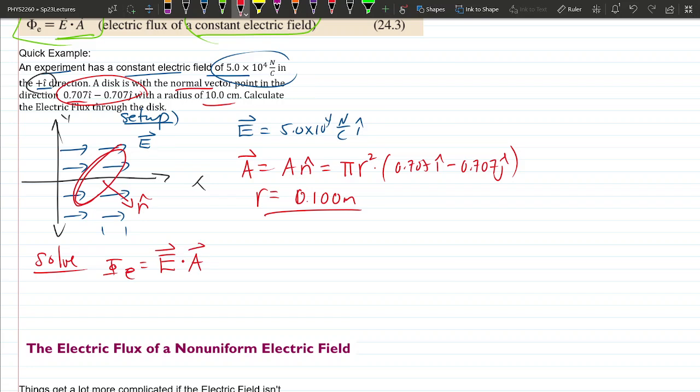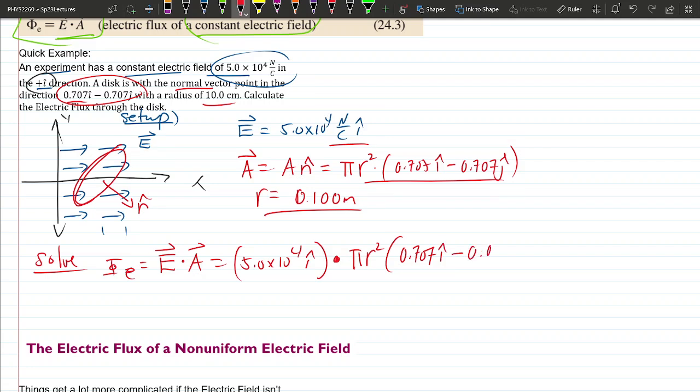E has an i hat component, 5.0 times 10 to the 4 i hat, dot product into this more complicated vector, pi r squared, times 0.707 in the i hat minus 0.707 in the j hat. This is actually a unit vector. So if I take the dot product between something that has i hat and i hat, those components are parallel to each other, so they just multiply into each other.